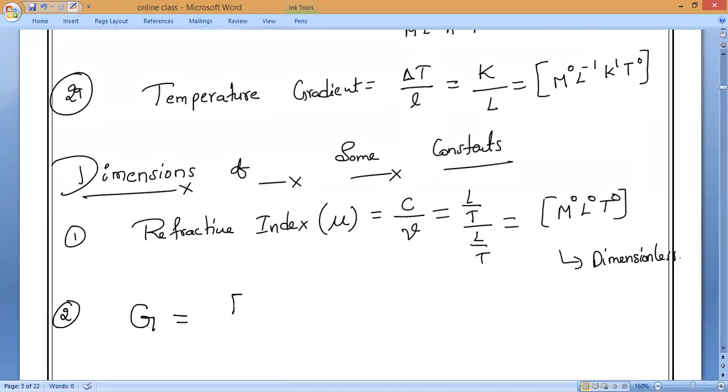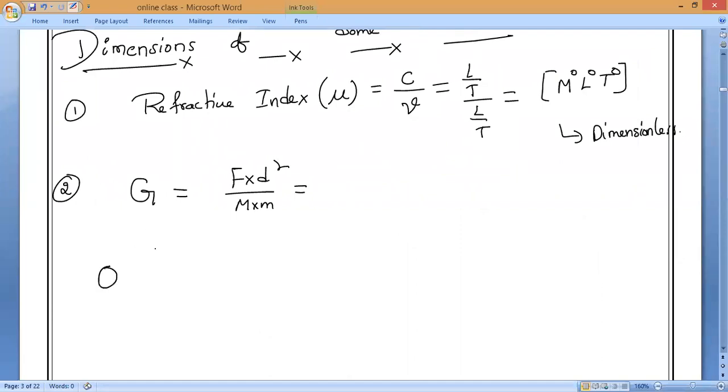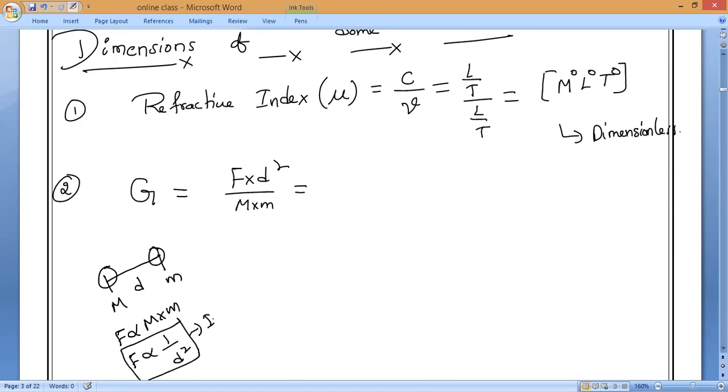Next, G, the universal gravitational constant. What is the formula? F into d square divided by capital M into small m. Do you remember? Force between two objects, Newton's law of gravitation. Capital M, small m, distance between them is d. The force is directly proportional to the product of masses, and inversely proportional to the square of the distance between them. This is called the inverse square law. In class 9th I taught you the gravitation chapter. Do you remember, everybody? So the force acting between them is capital G into capital M into small m divided by d square.